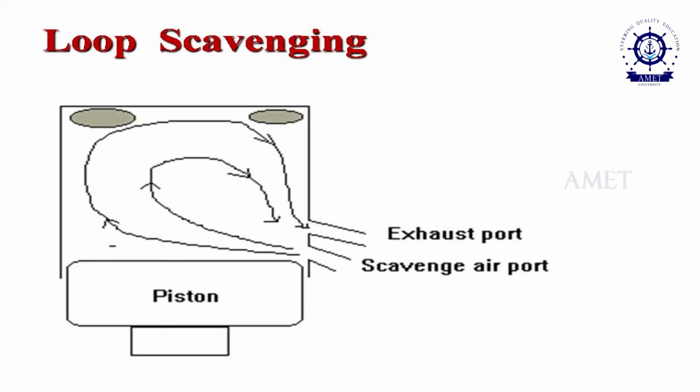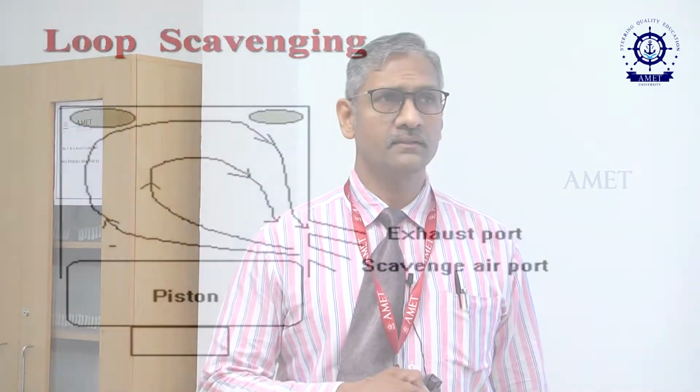Now, let us move on to the next one. The next type of scavenging which was very popular in the older engines is called loop scavenging. What do you mean by loop scavenging? In old MAN engines, we had the exhaust port and the scavenge port in the liner on the same side of the liner. Basically, you had a liner and you had exhaust ports, and just below that you also had scavenge ports.